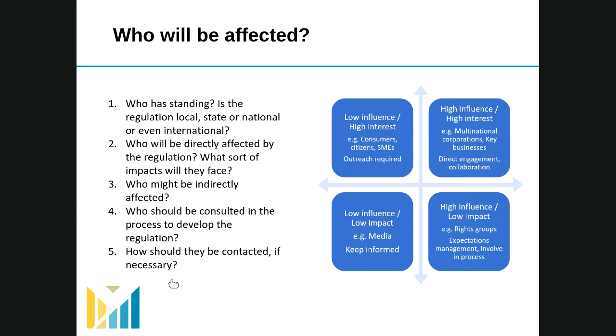So, of course, part of identifying the stakeholders is we need to understand who's going to be directly affected by the regulation. We need to think about what sort of impacts they're going to face. And we need to think about who might be indirectly affected. So maybe who's not the primary target of our regulation, or the primary user, but people who might be indirectly affected.